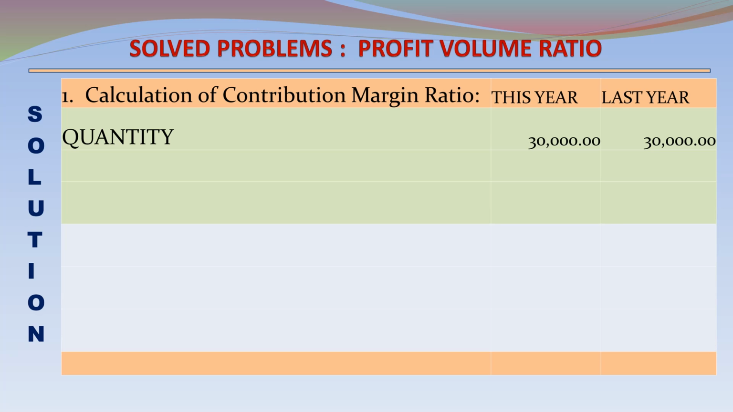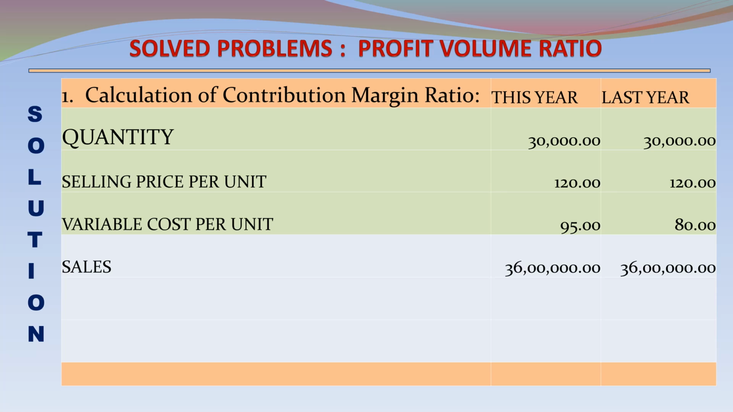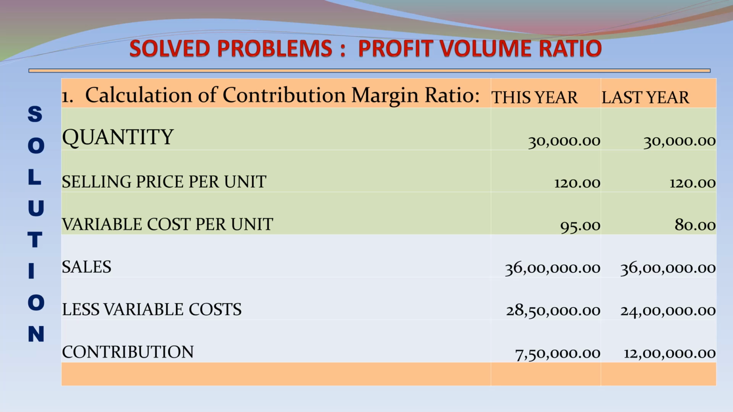Quantity this year 30,000, last year 30,000. Selling price per unit 120 this year, 120 last year. Variable cost per unit this year 95, last year 80. Sales this year 30,000 into 120, 3,600,000. Last year 30,000 into 120, 3,600,000. Less variable cost 2,850,000 this year, last year 2,400,000.